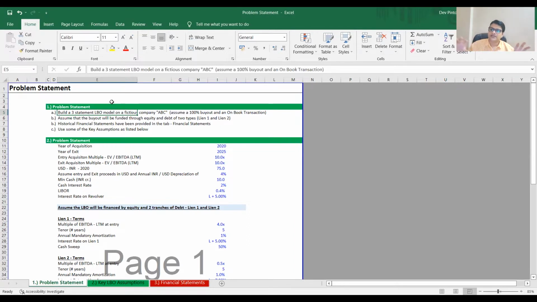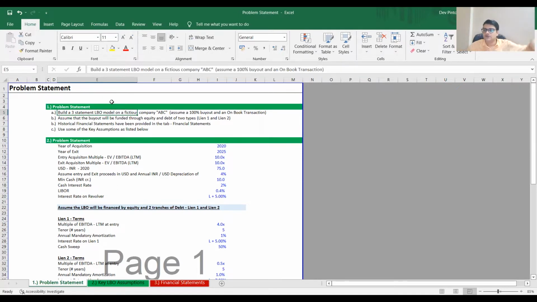On-book means the debt and the equity that is used to buy this company is typically raised in a company, and then you acquire this company and then you merge both. And then the debt comes onto the book, then you can use the cash flows of the company to pay down the debt and the interest.